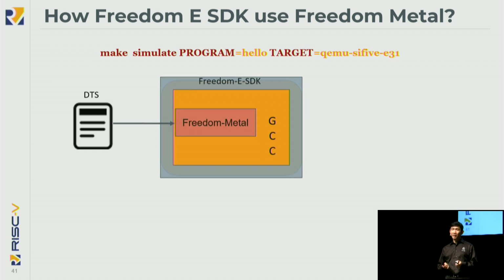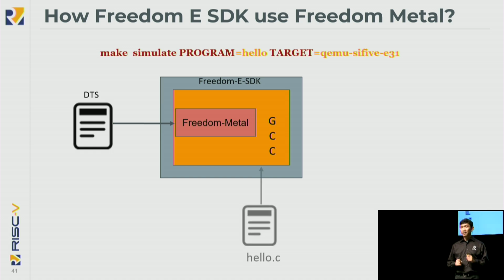So what Freedom E SDK does is simply take that DTS file, which is a description of the hardware, and use that to build a bare metal library specific for that target, such that when you then build your application, it allows it to link to the appropriate target that will access the appropriate hardware.